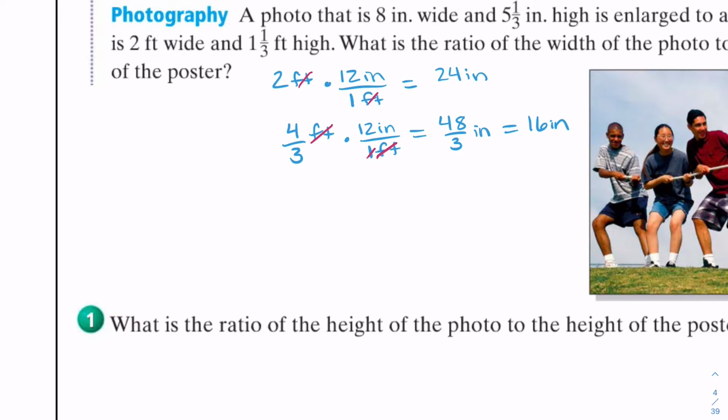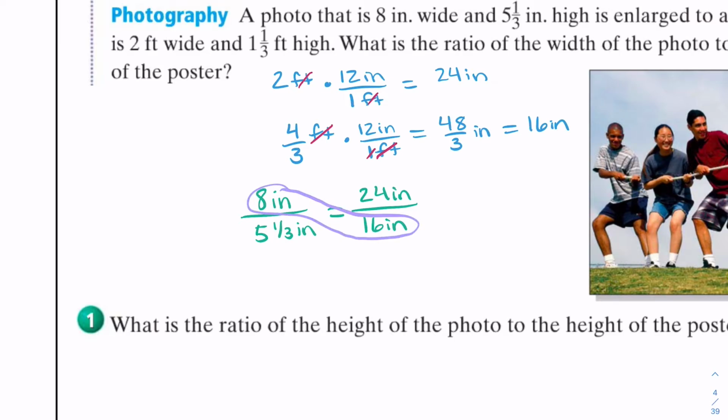So now what we're comparing is 8 and 5 1/3 to 24 and 16. So I'm going to write it like this. This is going to be kind of strange, but bear with me here. I'm going to write 8 inches is to 5 1/3 inches as 24 inches is to 16 inches. And I'm going to find the cross products. So I'm going to do 8 times 16. I'm going to do 5 1/3 times 24.